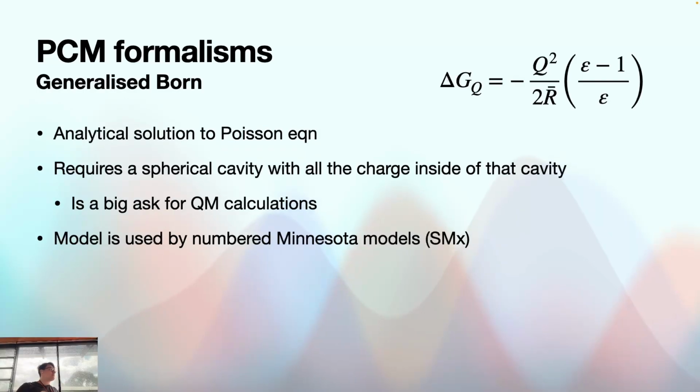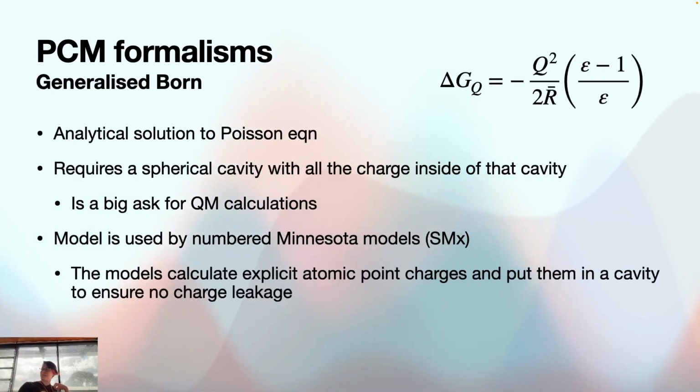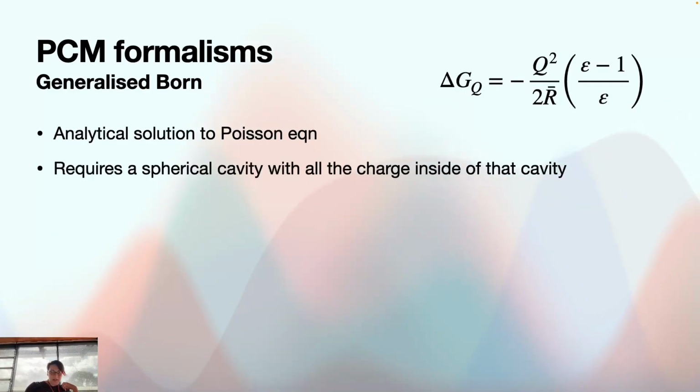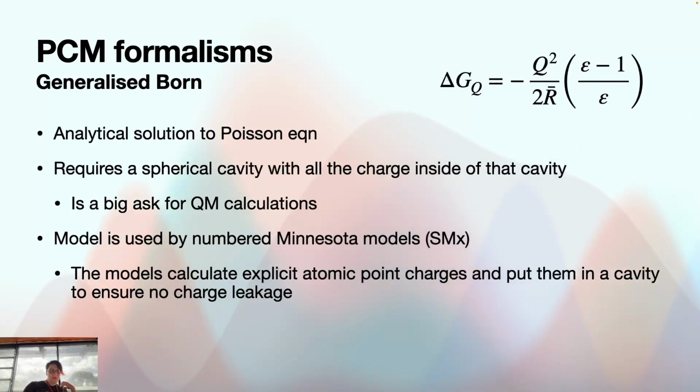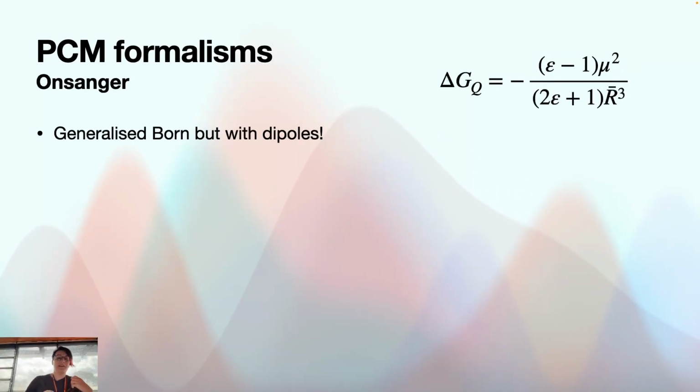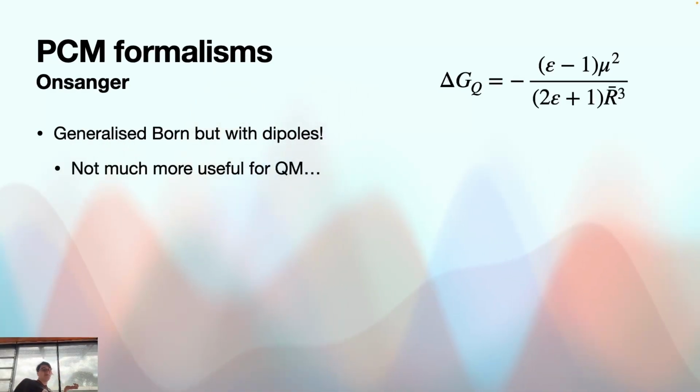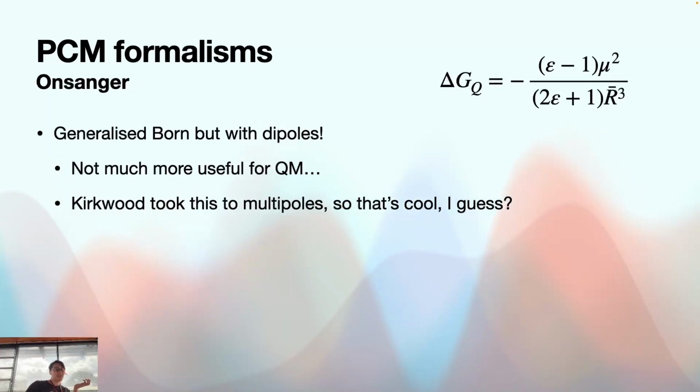But the Minnesota models do use this, in conjunction with a charge model itself. So they calculate the charges based on empirical factors and they put those in a cavity. Everything is parameterized, in other words. Onsager took this further and said, let's do generalized Born but with dipoles, which is still not that much more useful for QM. And Kirkwood took this to multipoles, so that's kind of cool.